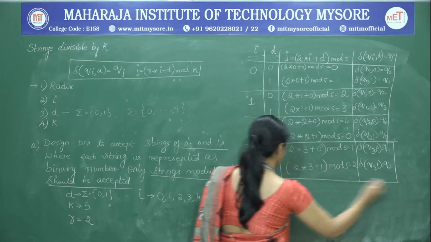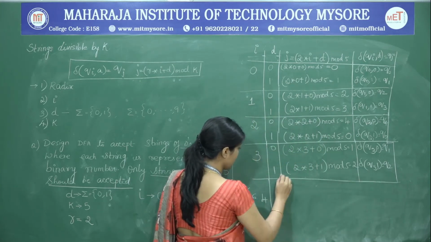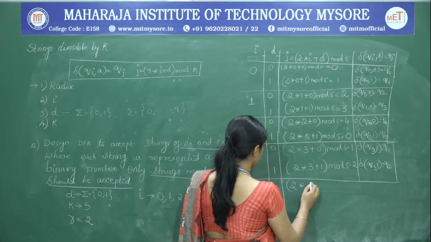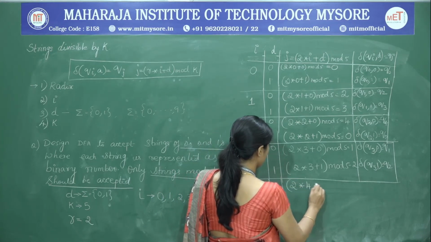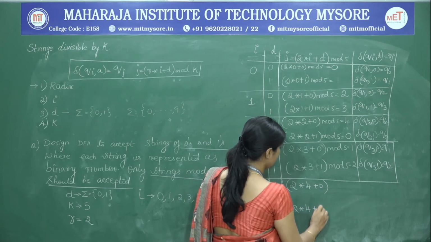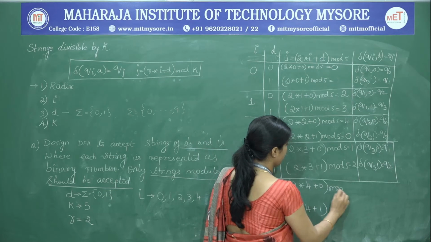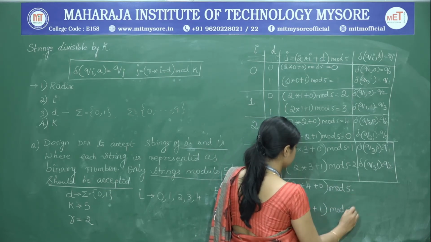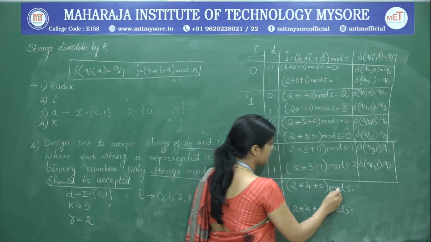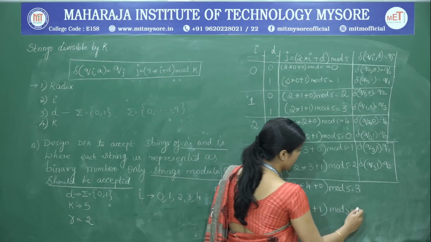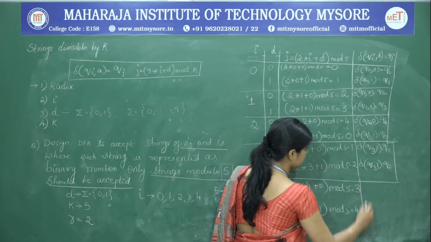So we'll take up the last state, that is nothing but 4. We'll find the transitions on both 0 and 1. So 2 multiplied by 4 plus 0. This is 2 multiplied by 4 plus 1. We'll again do mod 5. So this is 8 mod 5, so it is going to be 3, and this is 9 mod 5, which is going to be 4.